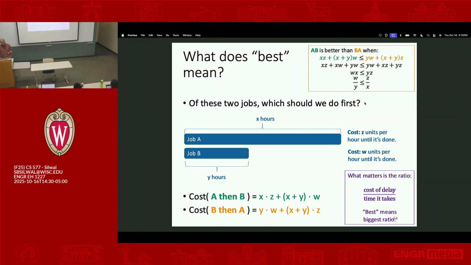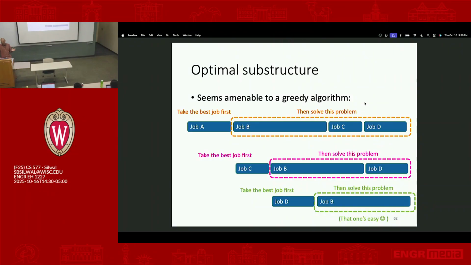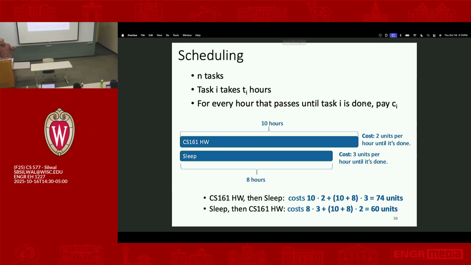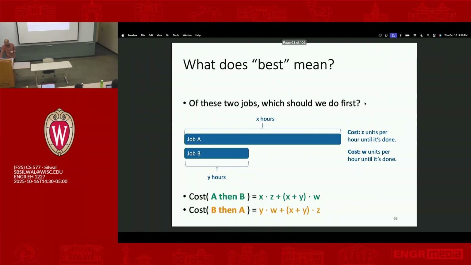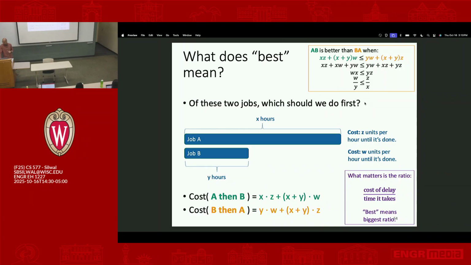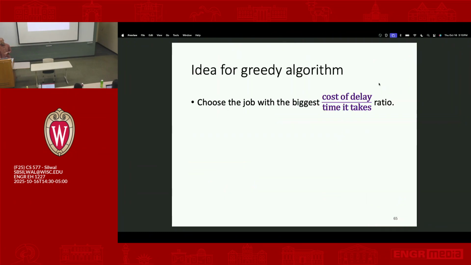That's going to minimize our notion of overall cost, which was, you have to pay some cost per unit of time that the jobs are not being done, okay? So what happened here? I just said, if I imagine I have only two things, how do I arrange them? And that hints at how to arrange everything else, okay? So like I said, you're going to greedily keep picking the jobs with the biggest cost per time ratio, okay?